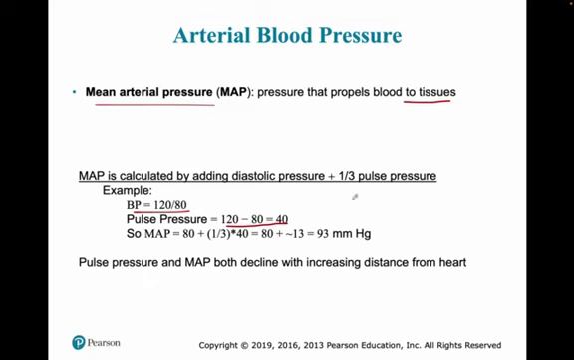Now, what is MAP, mean arterial pressure? First you take the pulse pressure, then you take one third of it and add that to the diastolic pressure. In this case, the pulse pressure is calculated as 40. One third of that is approximately 13, and you add that to the diastolic pressure, which is 80. Then we get our mean arterial pressure.